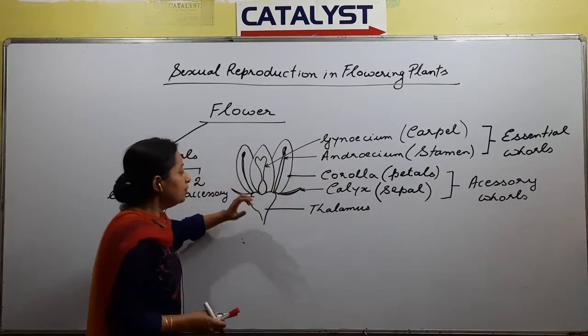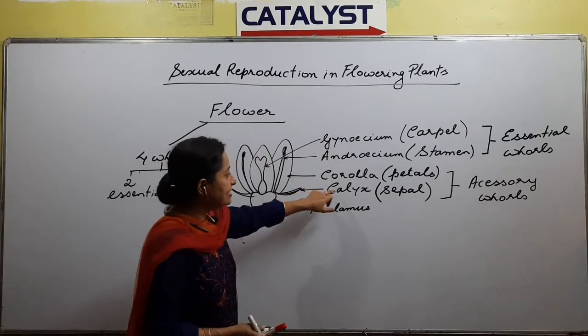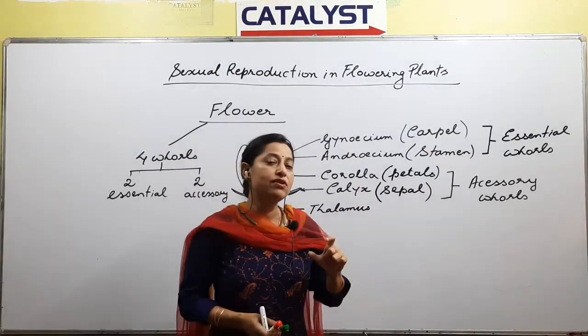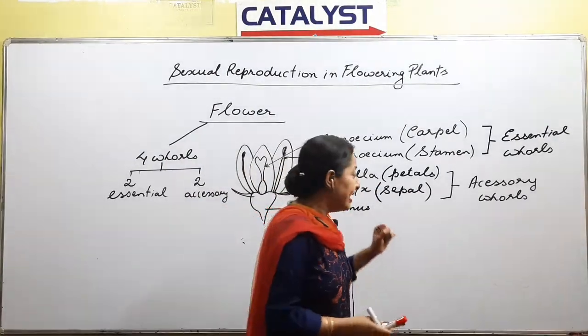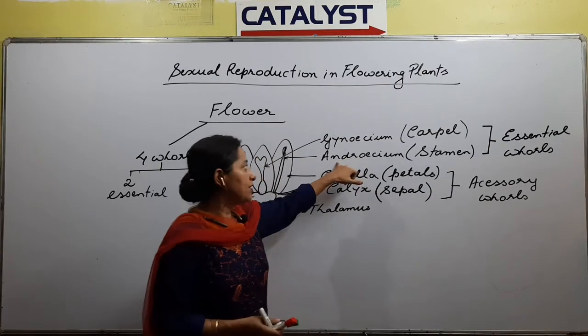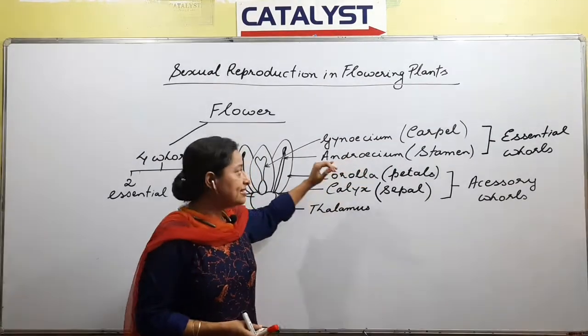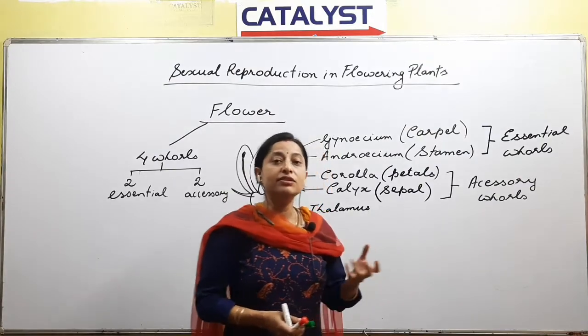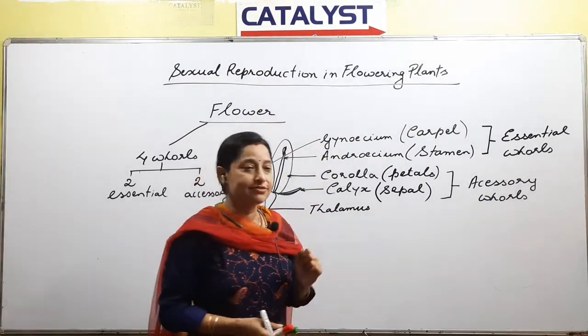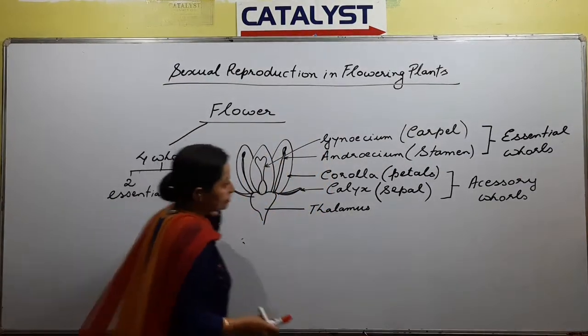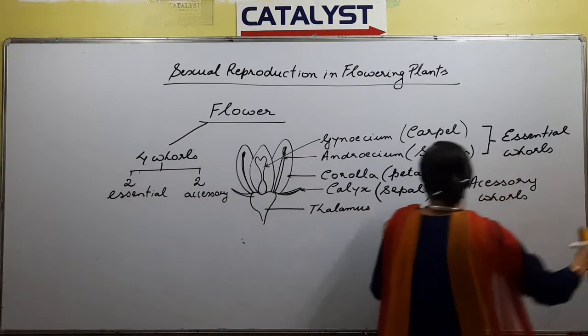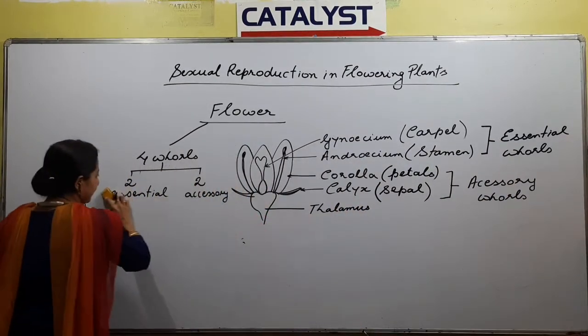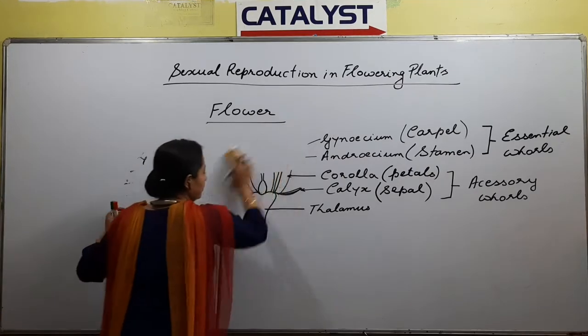In this chapter, we are not going to talk in detail about calyx and corolla, because we have already discussed them during the morphology class. Here what we are going to talk about is androecium and gynoecium. That is, how does the formation of pollen grains, or how does the formation of the egg take place, right? So coming back to this, essential, accessory we have understood.